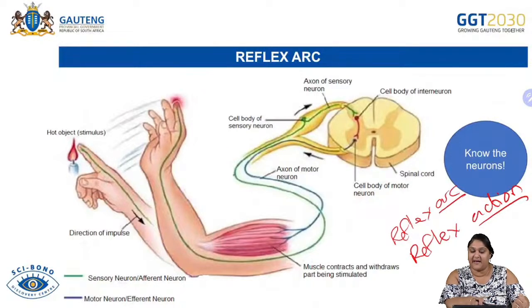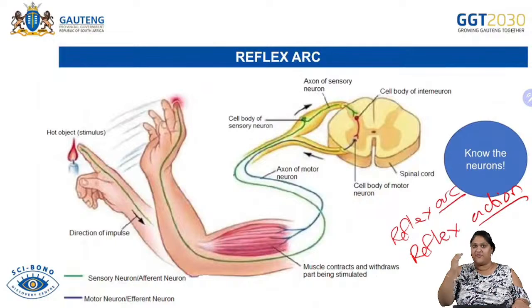It enters the spinal cord on the dorsal root, and it makes a synapse with the interneuron in the gray matter of the spinal cord, and then it makes a synapse with the motor neuron. That motor neuron then takes the impulse out via the ventral root of the spinal cord to the effector organ, which is basically your skeletal muscle in this instance, and the muscle is going to contract or withdraw the part that's being stimulated. So it's going to move the hand away so that you don't have further injury, because you've already felt the burn.